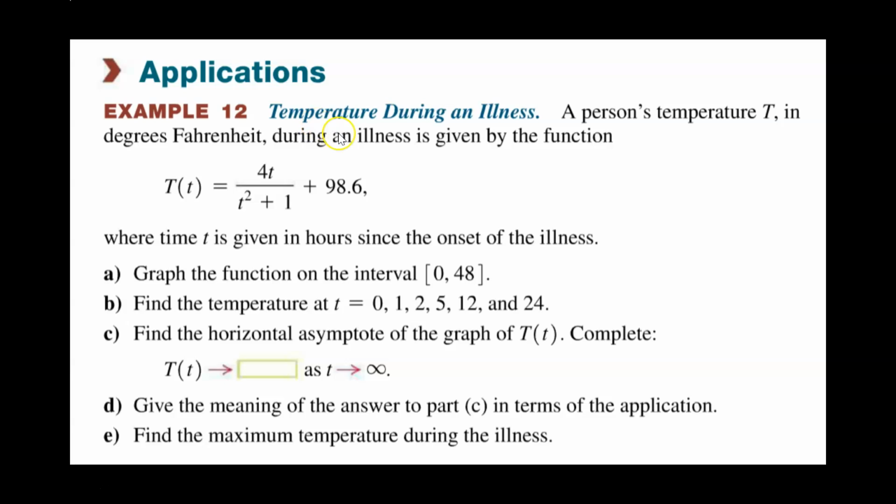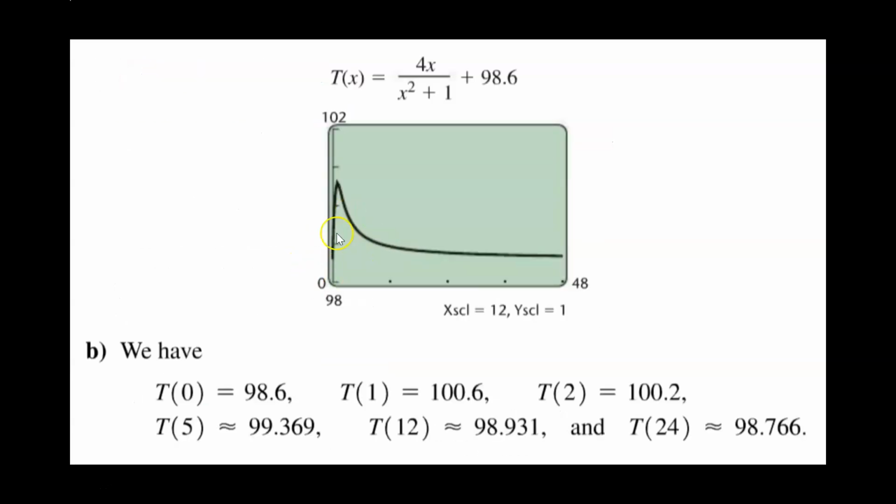So here's the application. First we need to graph the function in the interval of 0 to 48, then find the temperature for t equals 0, 1, 2, 5, 12, and 24. A person's temperature T, in Fahrenheit during an illness, is given by the function. For here, the little t is considered to be time, in this case, hours. So if you look here, this is what the graph looks like when we put it in our calculator.